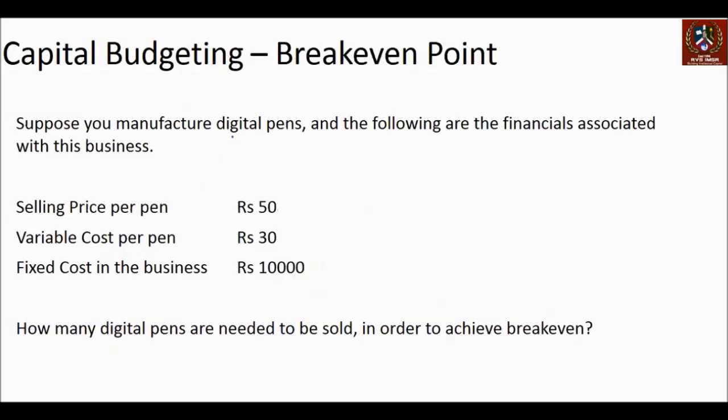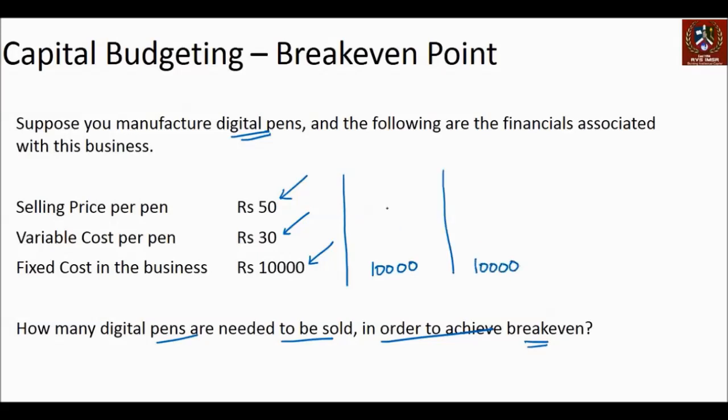Suppose you manufacture these digital pens with which I am writing here, and following are the financials of the business. Selling price per pen is 50, variable cost per pen is 30, and fixed cost in the business is 10,000 rupees, right? Let's assume that is a fixed cost in the business. Now think about it. How many digital pens are needed to be sold in order to achieve break even, right? Let's do that analysis. Fixed cost is fixed. So in either case, whatever the number of units sold, fixed cost is going to remain fixed, right?